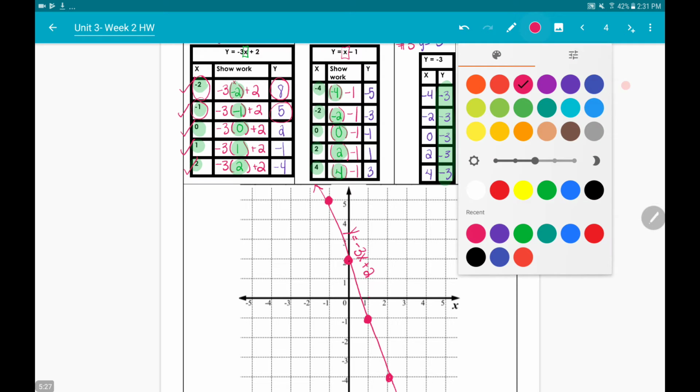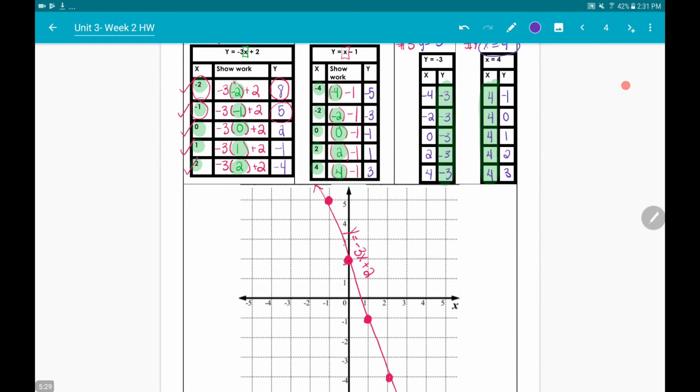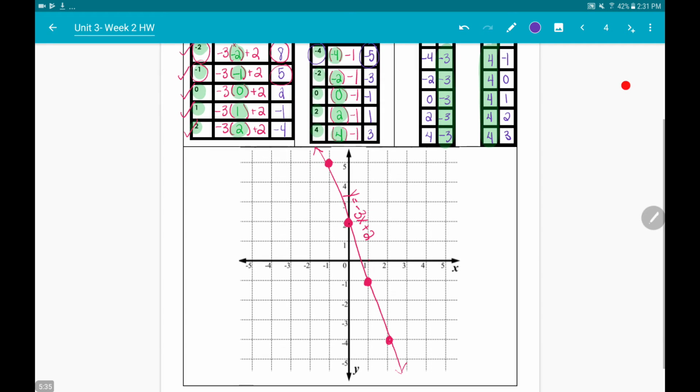Okay, the next one, let's do number 2. I have the coordinate negative 4, negative 5. Negative 4, negative 5.